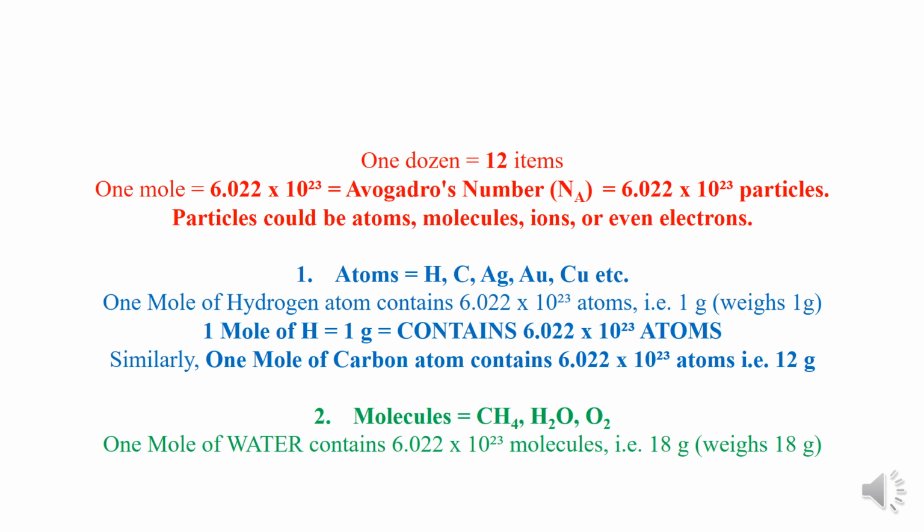So here, since we are talking about the mole concept in terms of molecules, we have to consider the molecular weight. In the case of hydrogen and carbon, we were considering the mole concept in terms of atoms, so there we had to consider the atomic weight. Here, since we are considering molecules, we have to consider the molecular weight. So 1 mole of water contains Avogadro number of molecules, that is 18 grams.